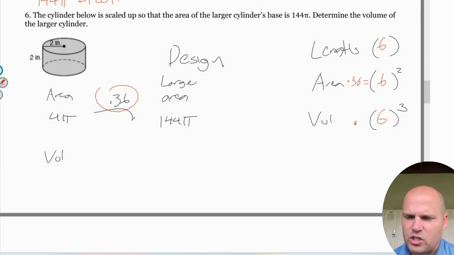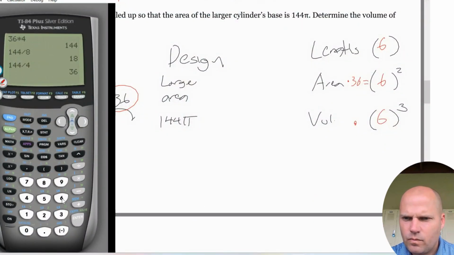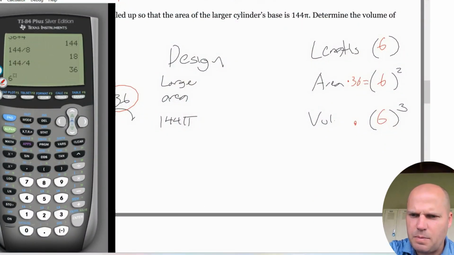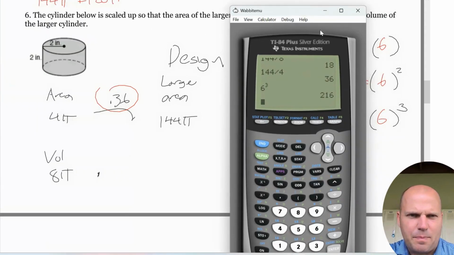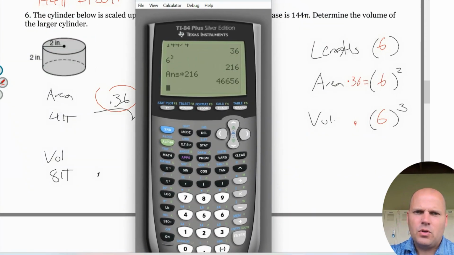The volume of this smaller one is 8 pi. I will multiply by 6 cubed. Six cubed is a big number, but I will multiply the volume of 8 pi by 216, and I will get the answer. Now, 46656 pi.